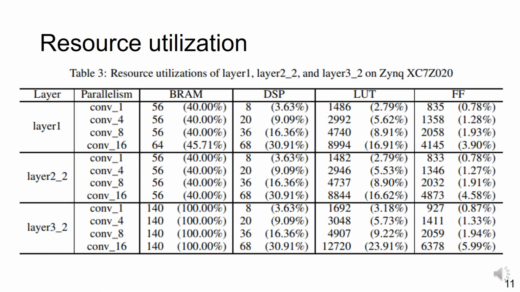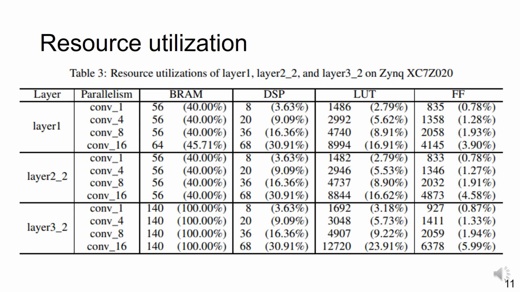The table shows the resource utilization when Layer 1, Layer 2_2, and Layer 3_2 are implemented in the PL part in this work. The parallelism column in the table shows the parallelism in the output channels. As mentioned earlier, when the parallelism is 32, the timing constraint of the target FPGA board cannot be met, so we evaluated the utilization when the parallelisms are 1, 4, 8, and 16.